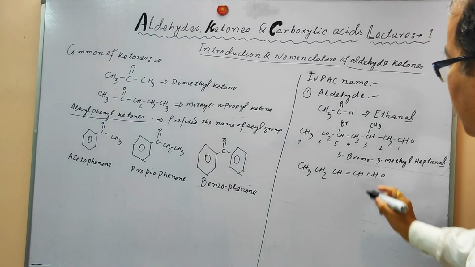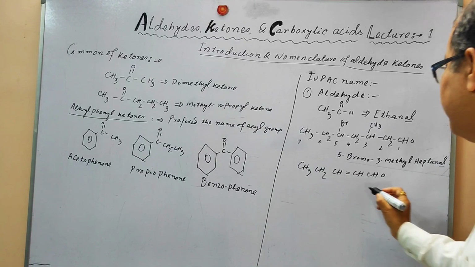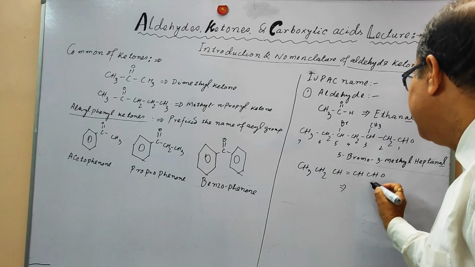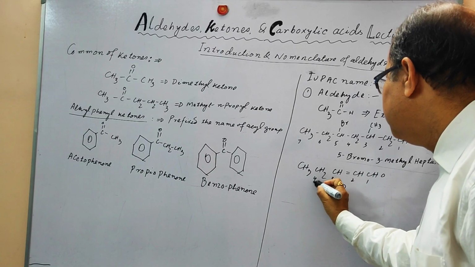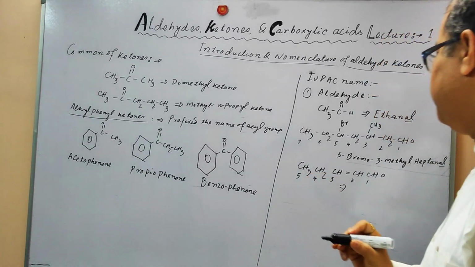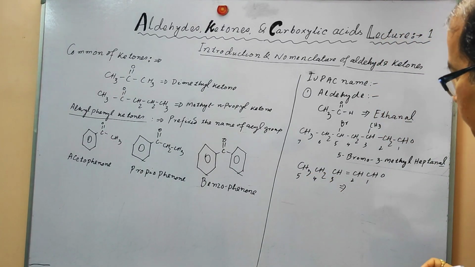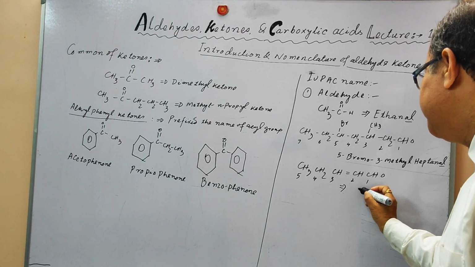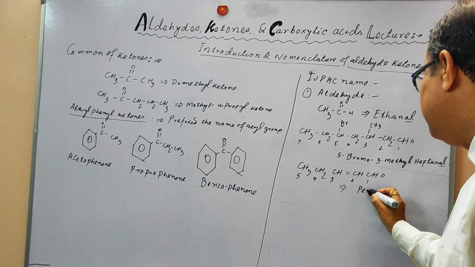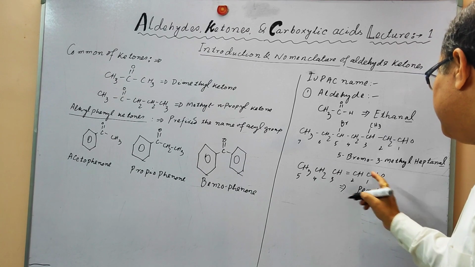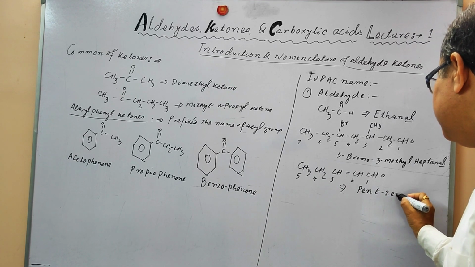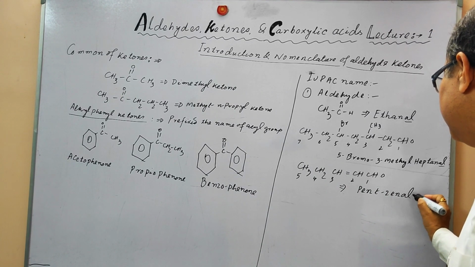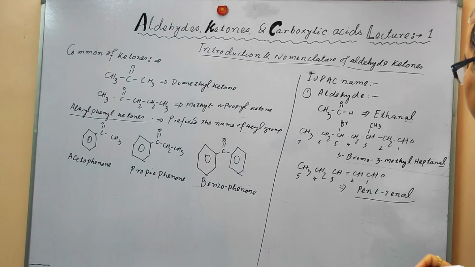Here you can see one double bond is present. At that time, how do we name this? Again, we have to put this. So here the name of this is pent-2-en-al, because at the 2 number position there is a double bond. Pent-2-en-al. Okay.